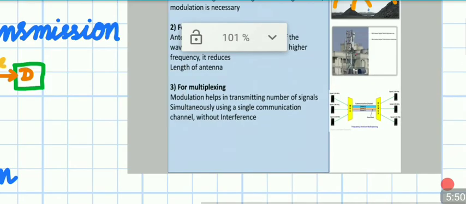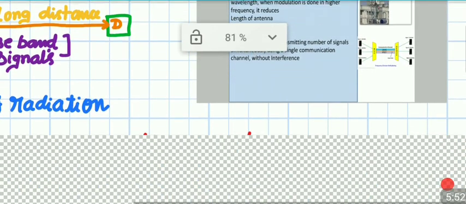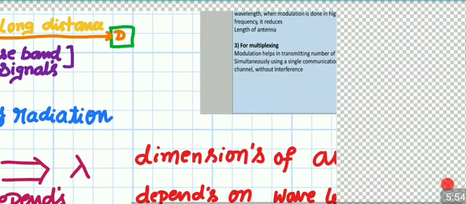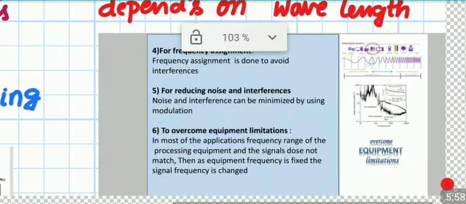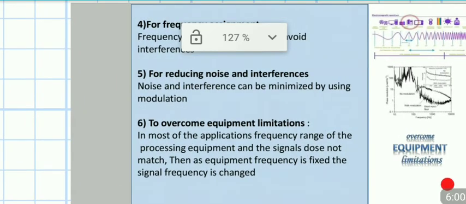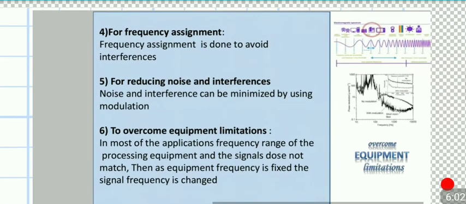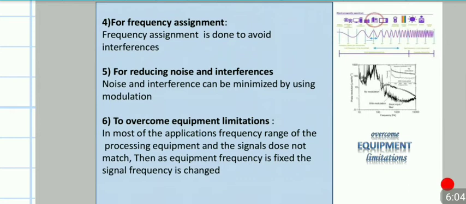Then I go to one more important point, the fourth one. What it says here is, for frequency assignment, we require modulation to be done.